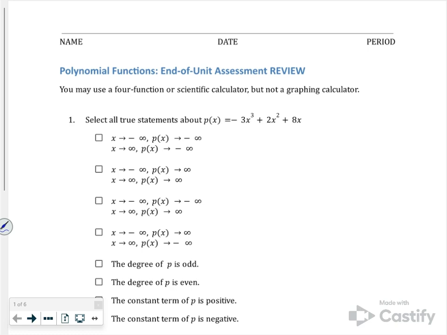This is part of the section where you could use a 4-function calculator or a scientific calculator, but not a graphing calculator. There will be a Desmos section, and I will make a video for the Desmos section as well.